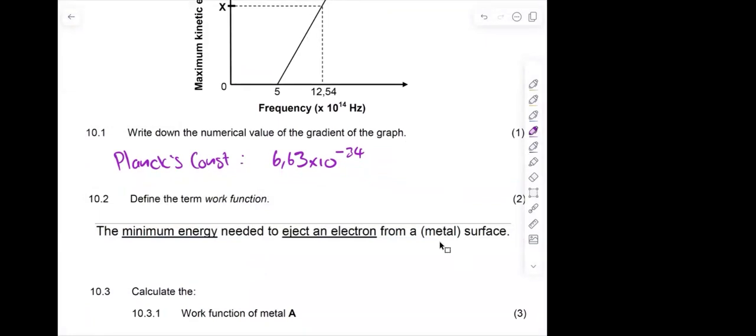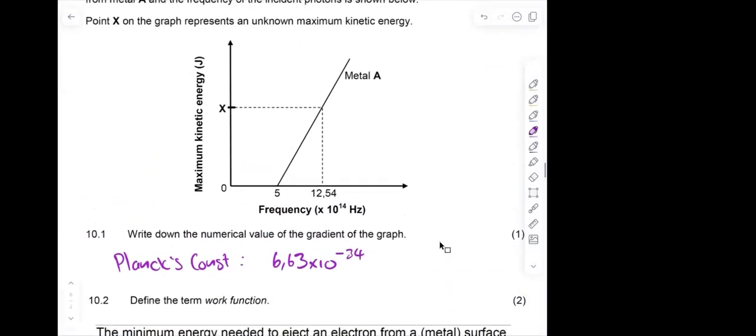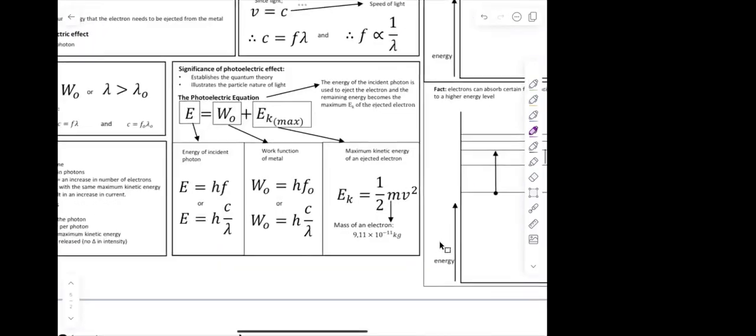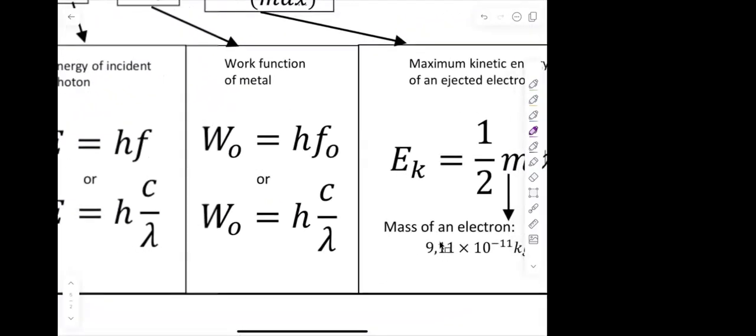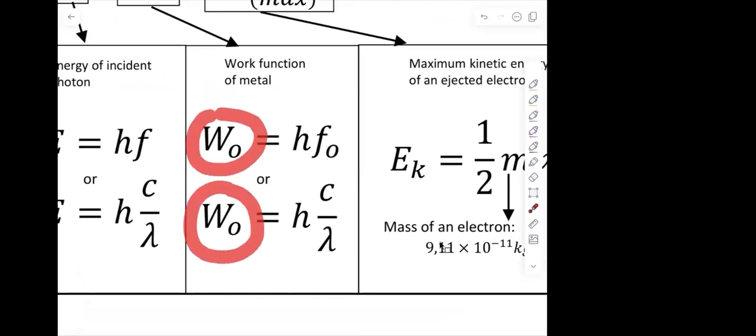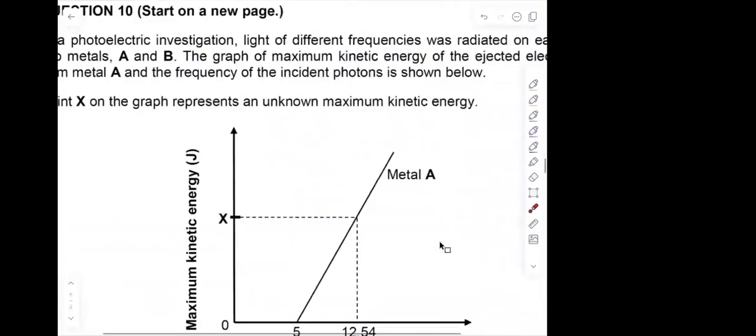How do we calculate the work function? We're going to use one of the equations we saw above. There's the work function. We can use this one here or that one there, depending on what information we have, whether we've got the threshold frequency or any other detail about it. So let's quickly go back.